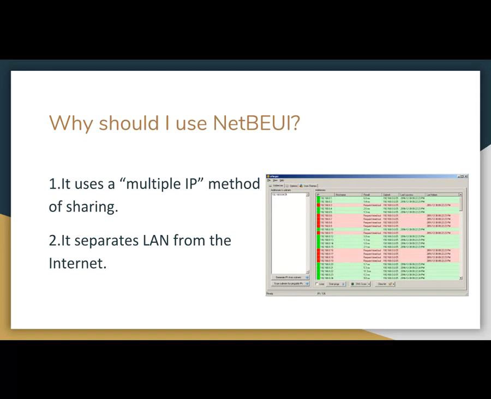Why should I use NetBEUI? Well, the first reason is it has multiple IP methods of sharing, so it's basically more secure overall. So you don't have to just stick with one IP for your thing. So if that one gets hacked, you can just switch to another one.